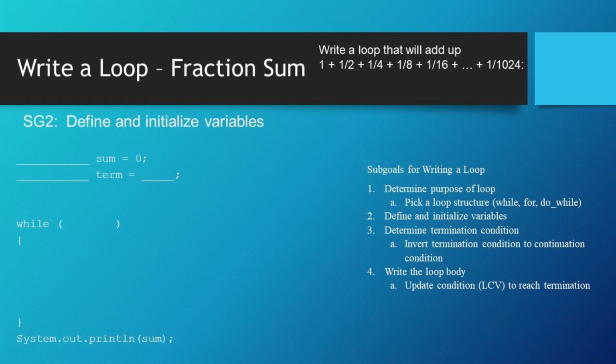Next, we define and initialize variables. We need one variable for the sum and another variable for each term. We probably want the sum and the term to both be doubles so that we don't end up with integer arithmetic and a bunch of zeros.